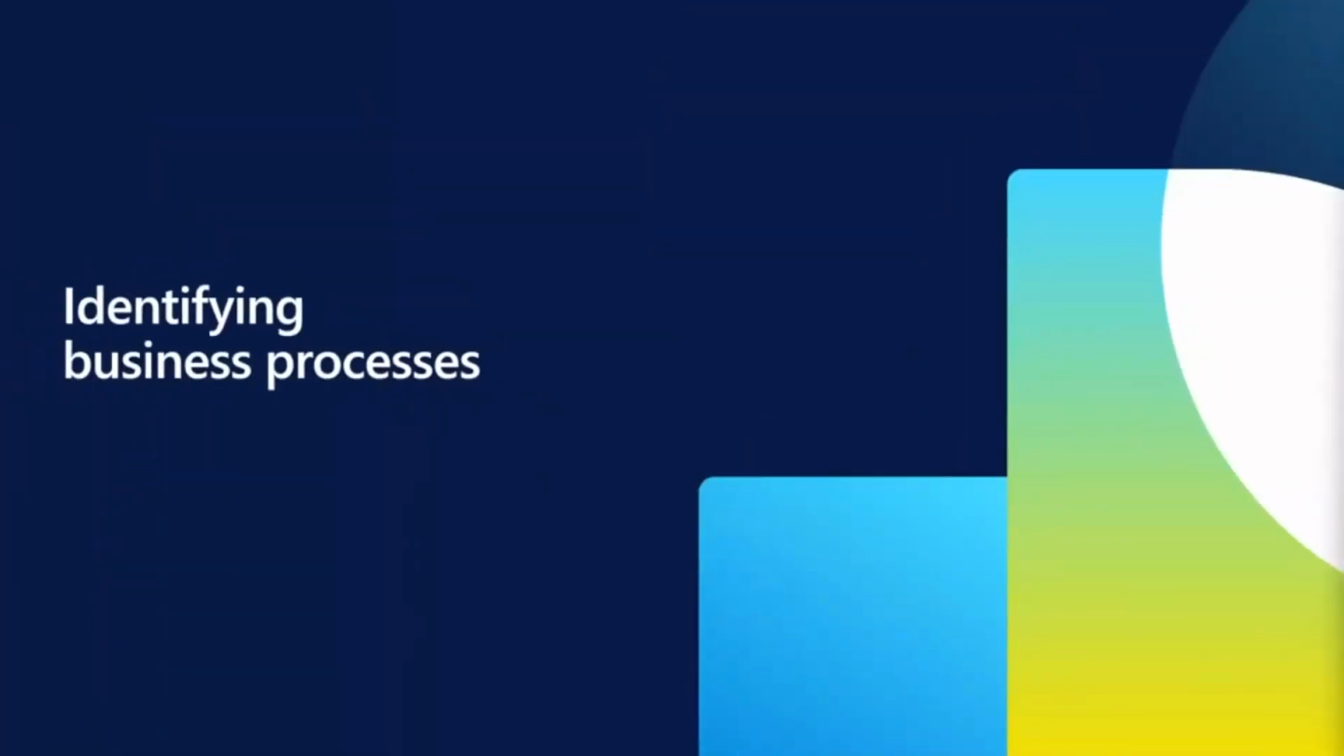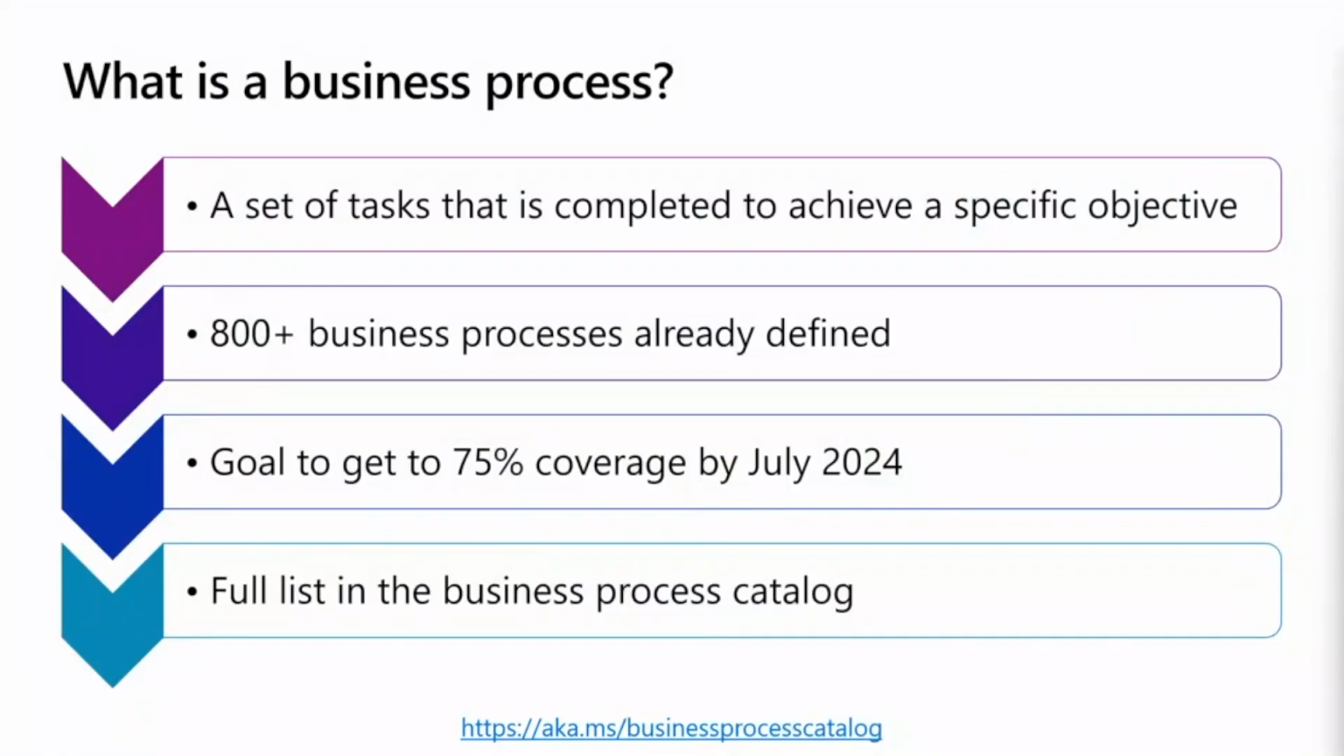So let's go ahead and dive in to identifying business processes. I wanted to start out by talking a little bit about what is a business process. A business process is a set of tasks that's completed in order to achieve a specific objective. While a business process can be technology agnostic, we have primarily identified all of the business processes that you can do with Dynamics 365. So the objective is something related to a process that is supported with Dynamics 365 applications.